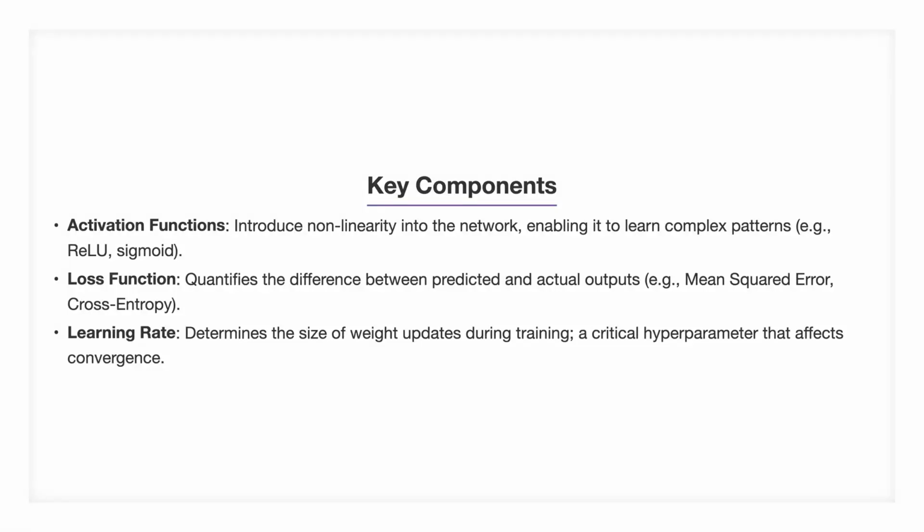Key components. Activation functions introduce nonlinearity into the network, enabling it to learn complex patterns, e.g., ReLU, Sigmoid. Loss function quantifies the difference between predicted and actual outputs, e.g., mean squared error, cross entropy. Learning rate determines the size of weight updates during training, a critical hyperparameter that affects convergence.